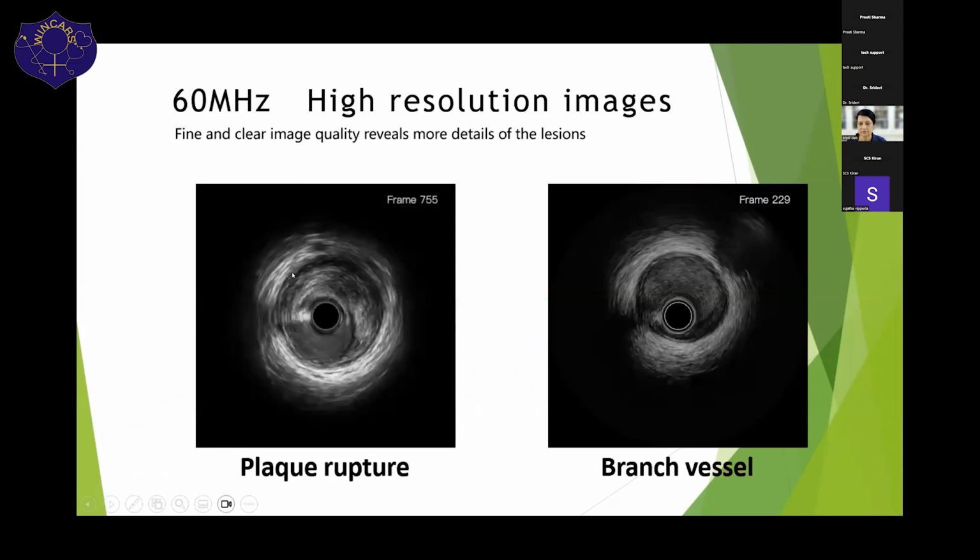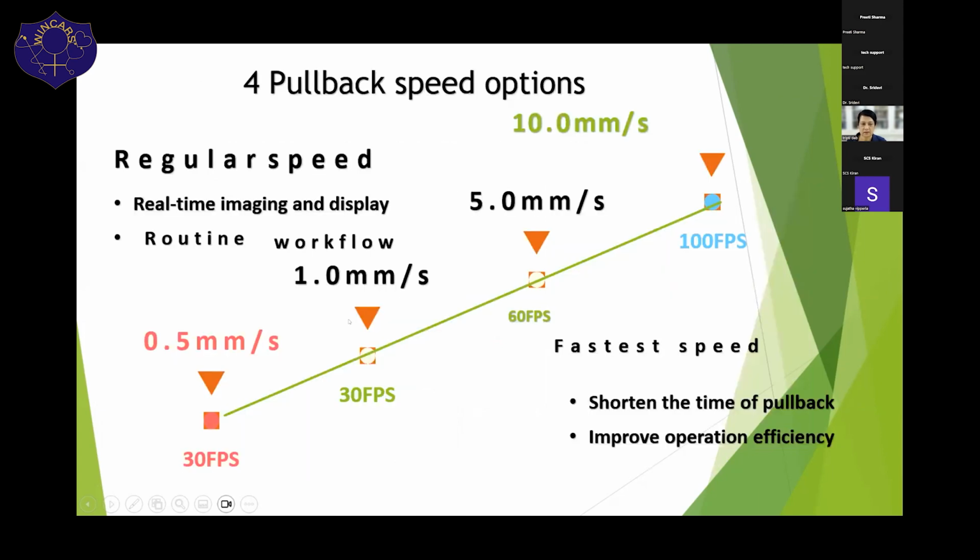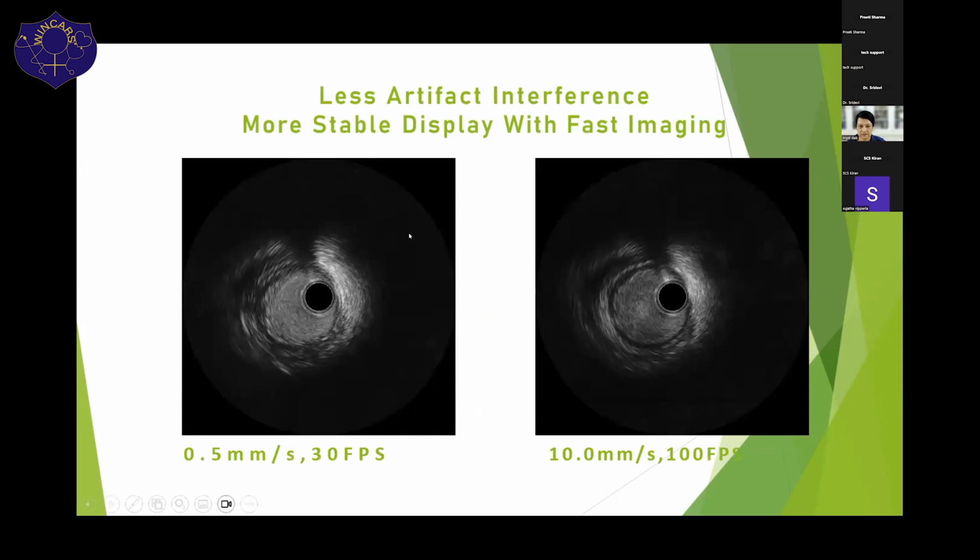So these are all in the future, how the present plaque rupture shows with the branch vessel. You can see in the 60 megahertz high resolution IVUS, which is coming. And this will have a better pullback, which means 60 frames will come in each pullback, and 5 millimeter per second will be the pullback speed, so that it can be a fast generating pullback for the IVUS, which will give us a better result and better contemporary outcomes.